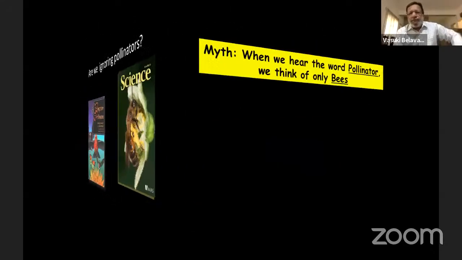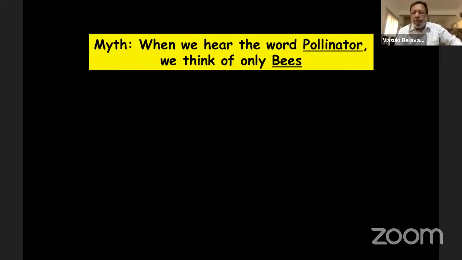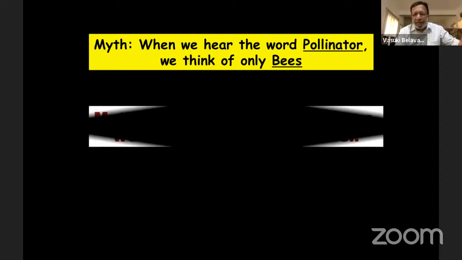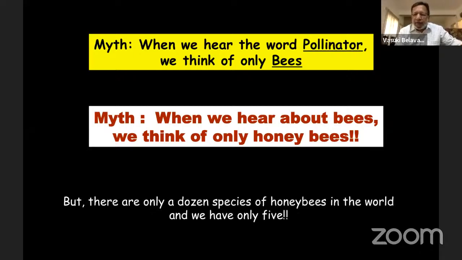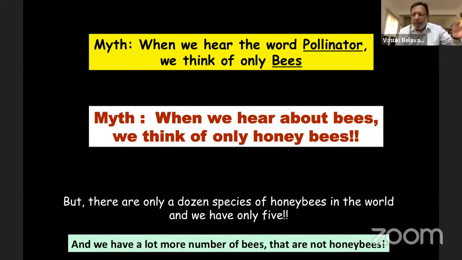Now, when we hear the word pollinator, we think of only bees. And in the last lecture, I think I also told about what are all the different pollinators that are there other than bees. But we consider bees as major pollinators because we see more often plants being visited by bees. And when we hear the word bee, we think of only honeybees. That is another myth that we have. In fact, there are more number of species of bees than the number of species of honeybees. We have only about a dozen species of honeybees in the world, and in India we have only 5 species of honeybees. But we have a lot more number of bees which are not honeybees, which are also important as pollinators.